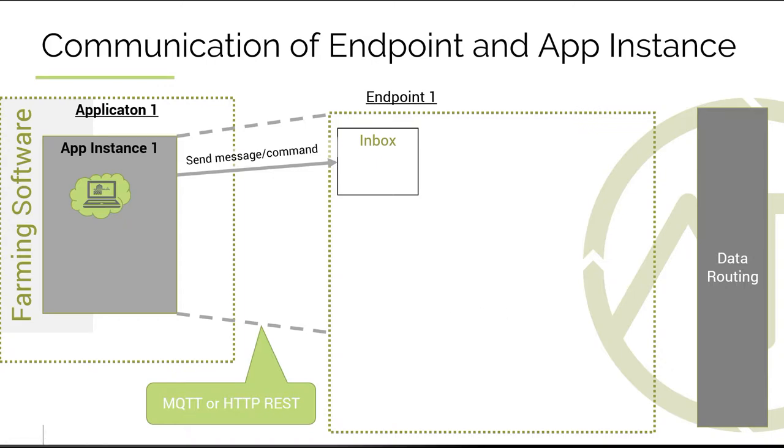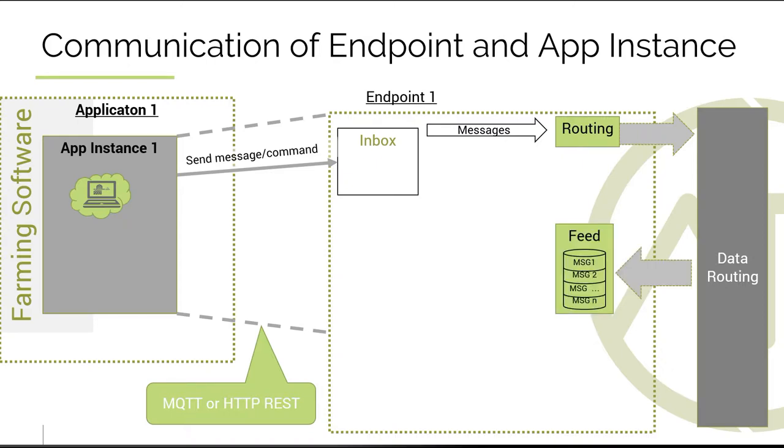Number one is what we call a message. So a data package that you want to send not to the agrirouter, but over the agrirouter. For example, a PDF file or an image or a task data. This message is given to the routing, and through the data routing, it shall reach the destination app instance. Let's just imagine we are the destination app instance, then our app instance would receive a message into its feed.